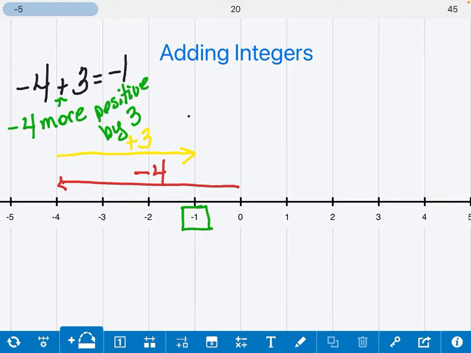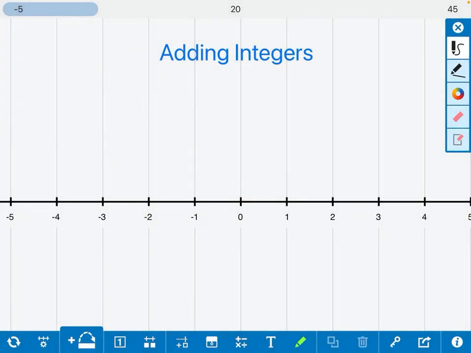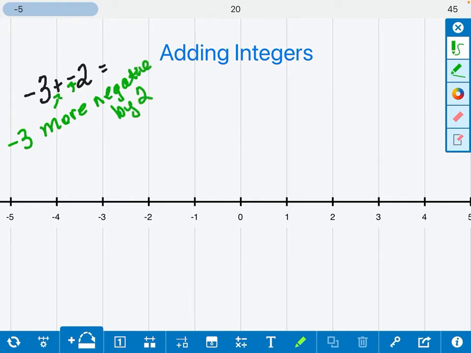All right, what happens if we... Whoops, that's not what I wanted to do. Hold on. What happens if we have a question like this? Let's do negative 3 plus negative 2. Negative 3 plus negative 2. Okay, so we're at negative 3, and we want to get more, right? The plus sign means more. We want to get more what? More negative by 2. More negative by 2.